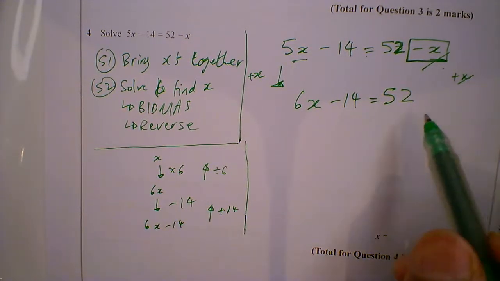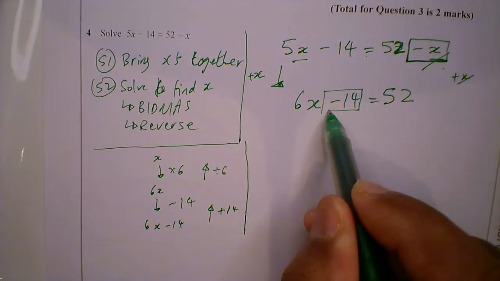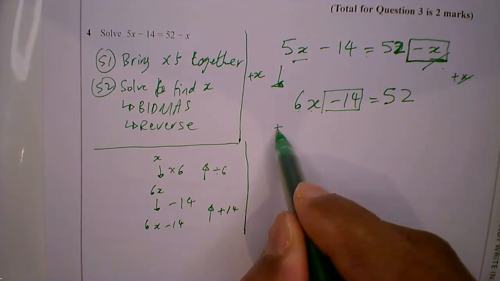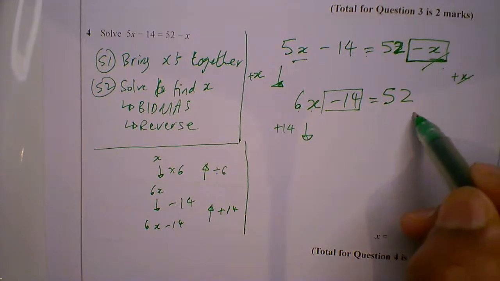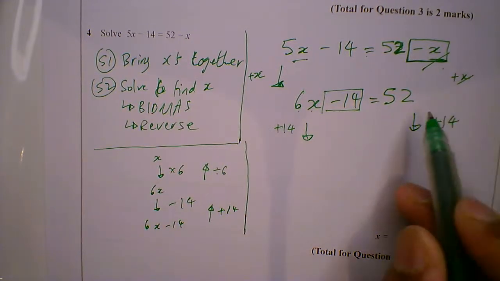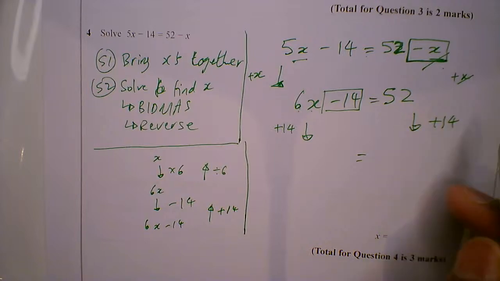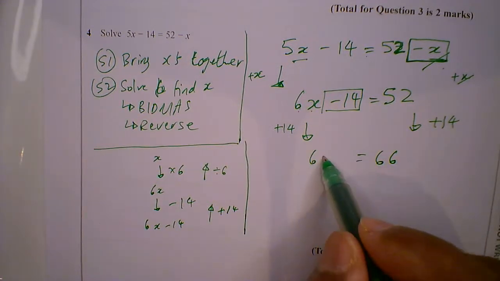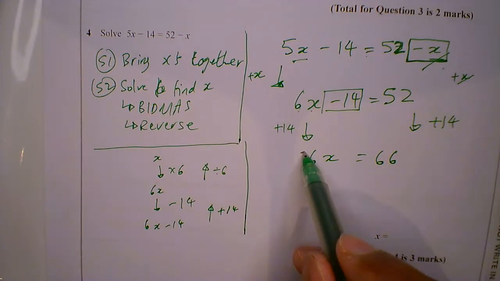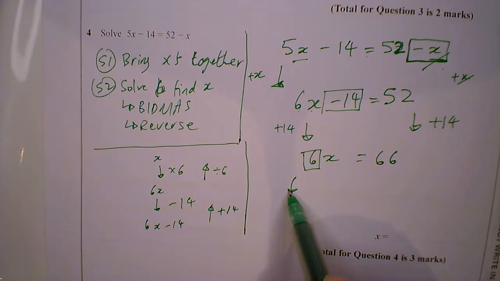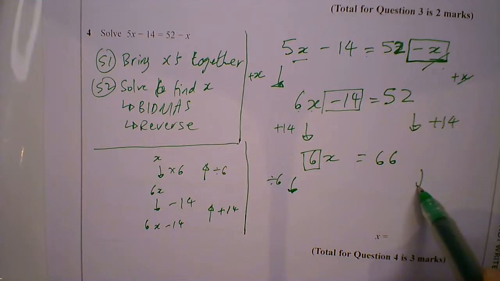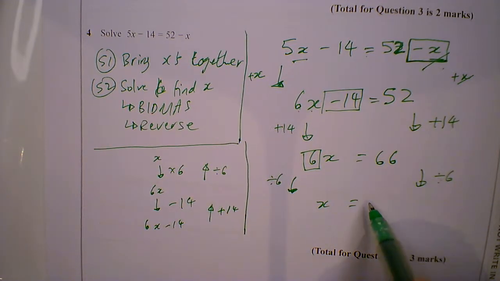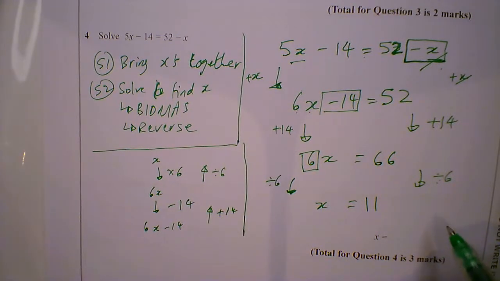Okay, so if you saw that, that's great. If you haven't, you can see that. So what's furthest away from x is minus 14. So we do plus 14 on both sides. 52 plus 14 is 66. It's a calculator paper, so feel free to use your calculator. And then we've got 6x, the opposite of times by 6 is divide by 6. So this becomes x equals 11. 66 divided by 6 is 11. So that's my final answer.